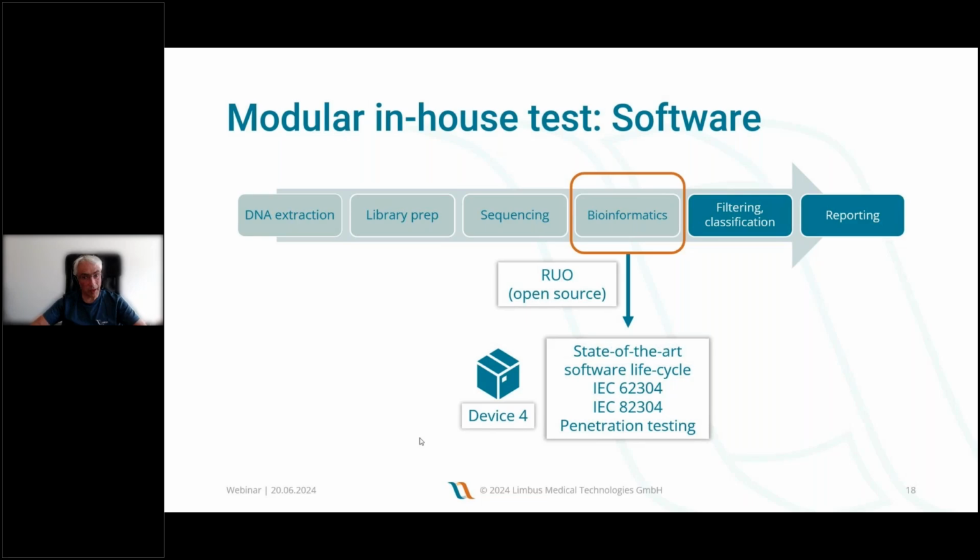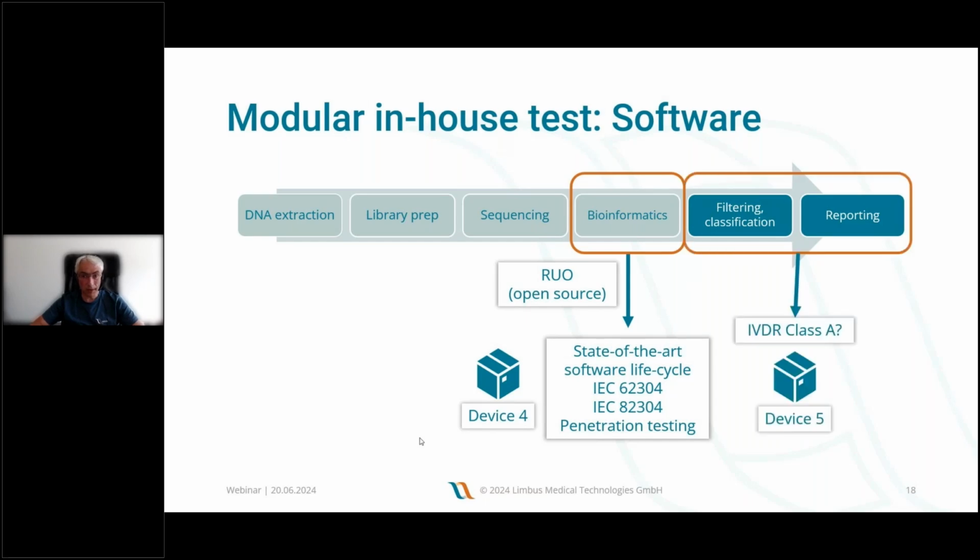Again, if you're using a piece of software like this, it can be a lot of work. We know this because we have basically gone through all of this. For the second part of the software analysis, you may be able to use a CE-labeled device for the filtering and reporting of variants. We've also seen that these devices have been classified as Class A, something that we cannot really follow when looking at the classification steps that I showed you earlier.